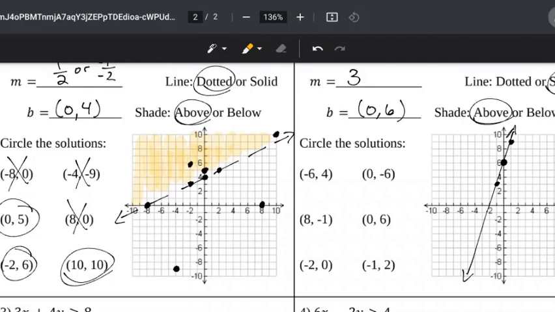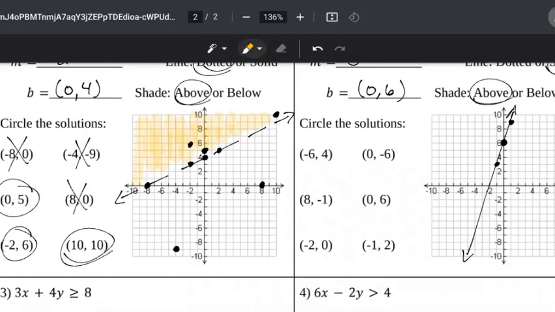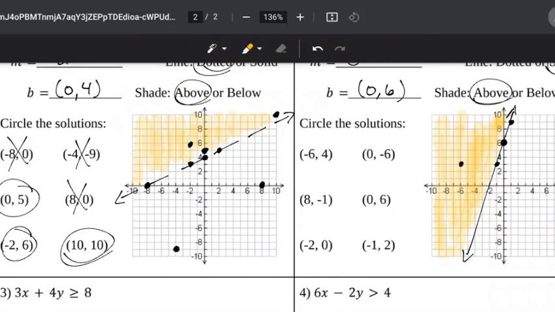Now let's go ahead and check our solutions. Oops, sorry, I need to shade first. Then we'll check our solutions. Above the line, right here, anything in this area. So -6, 4. Left 6, up 4. That is definitely in our shaded region, so it's a solution.